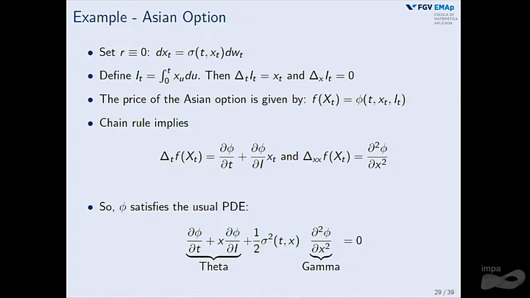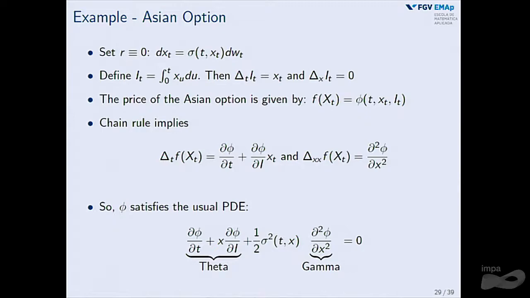The example shown in the paper was the Asian option. For example, if you have the running integral, you find the usual dynamics here, Markovian, of course. So the Asian option functional can be written as phi of t, x_t and I_t, and you increase the dimension, and you compute delta t of this functional. It's just the usual derivatives of phi with respect to t and phi with respect to I, and the two derivatives of x is just the second derivative of phi with respect to x.